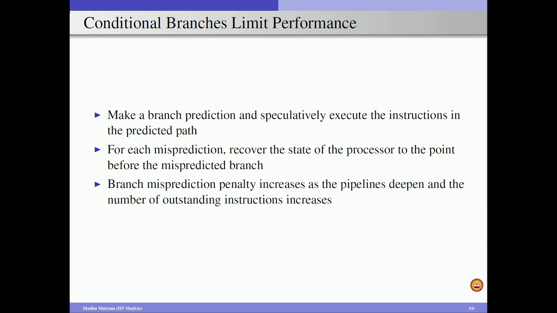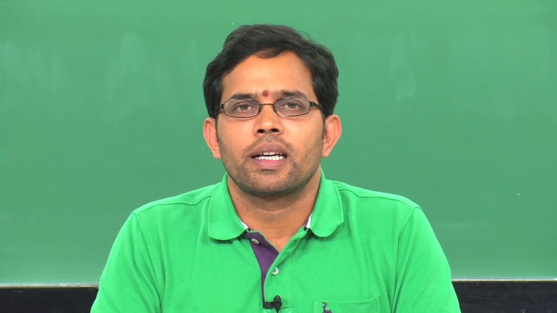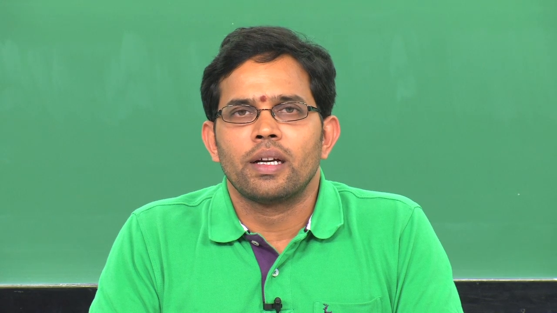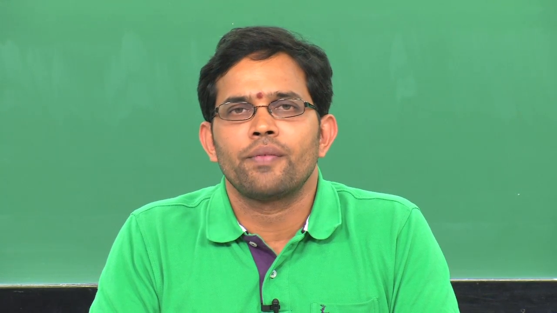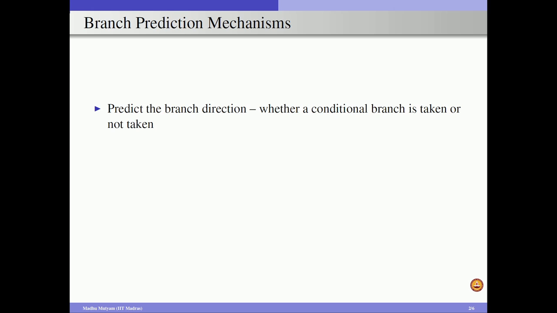On the other hand, if the prediction accuracy is not so high, then we will incur a penalty in terms of flushing the pipeline, and also we have to bring the processor to the state that was there earlier when it was executing the branch instruction. So, as a result, it is very important to deal with the conditional branches, especially from the performance point of view, and we have to come up with efficient branch prediction mechanisms.